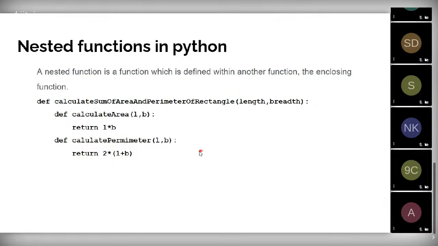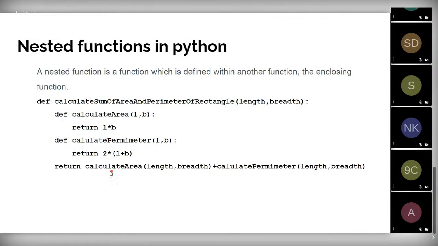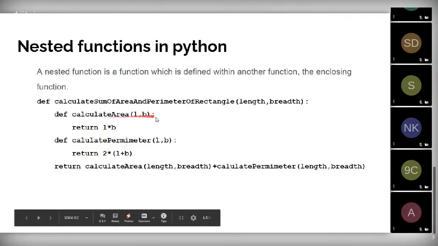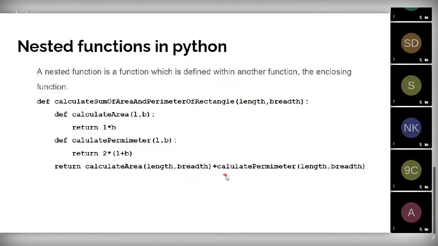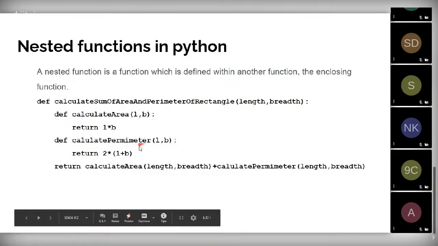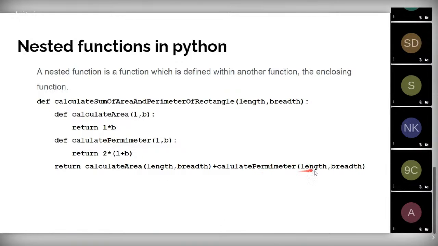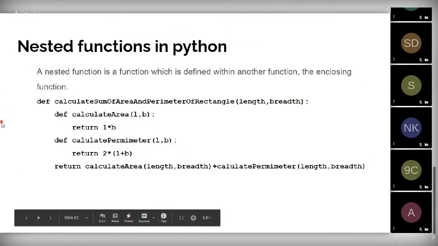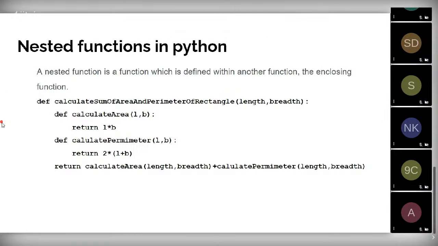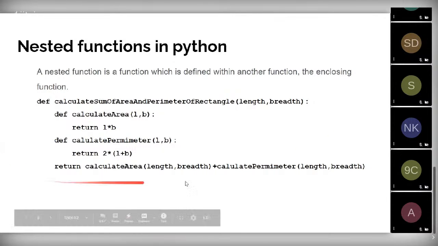And now we can calculate the sum of area and perimeter of the rectangle by using return calculate_area. First we are calling this function, calculate_area, and passing the length and breadth. And second we are calling this method, calculate_perimeter, and we are passing here length and breadth. Is this clear to everyone? Yes, sir. Okay, so this is the example of nesting.